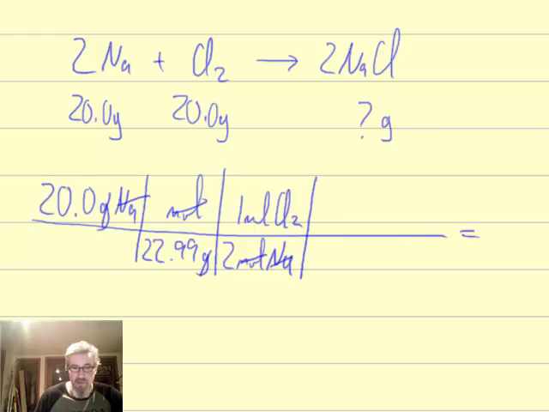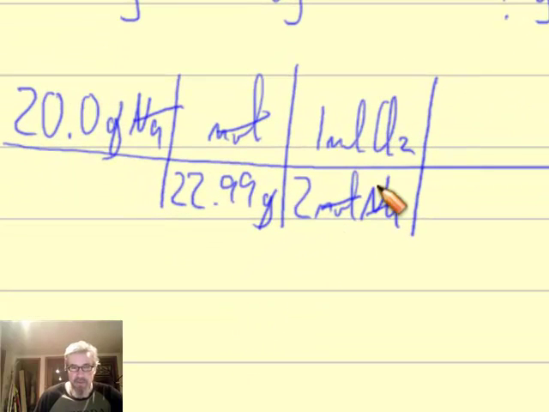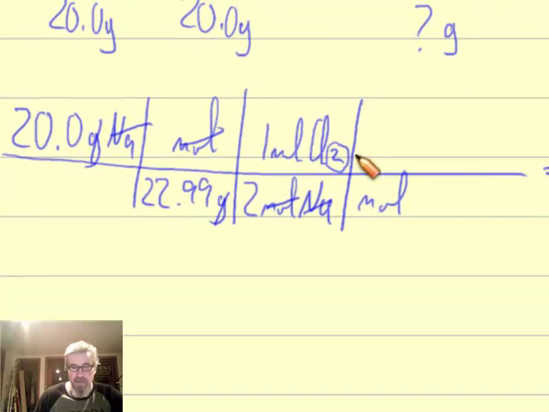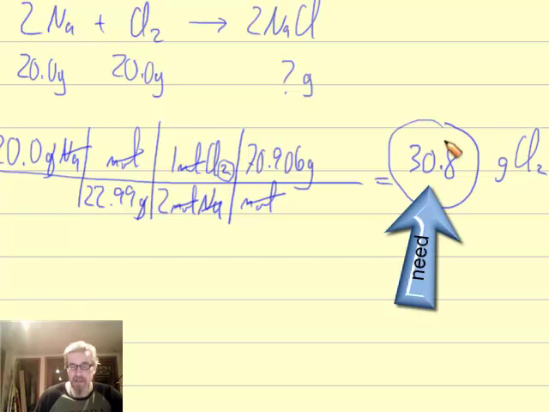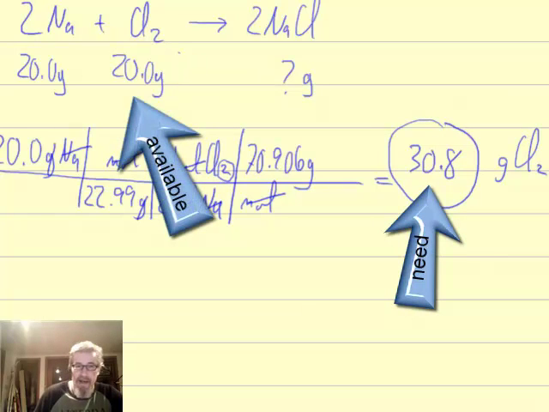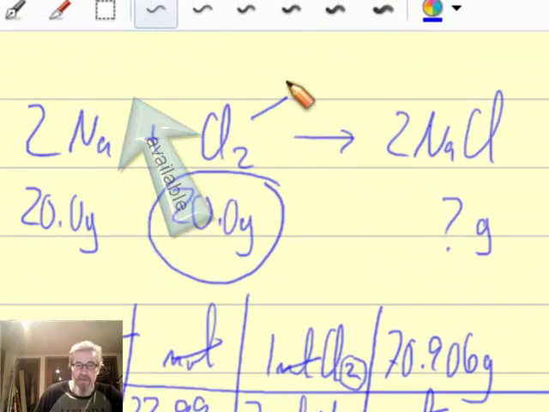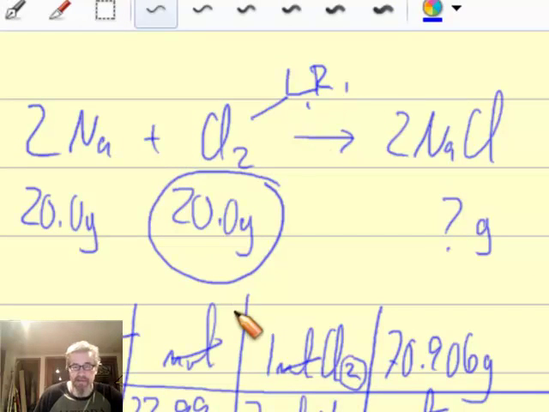What I want is grams of chlorine so I can make a comparison, so I'll multiply by the molar mass. For every mole of Cl, it's 35.453, but this is Cl2. So be careful on these diatomics. Make sure you double the molar mass in the stoichiometric calculations. So 35.453 doubled is 70.906 grams. With moles now canceled out, I'm going to get grams of Cl2. The answer to 3 significant figures is 30.8 grams of Cl2. What does that mean? I need 30.8 grams of Cl2 to use up all the sodium. I only have 20. So that makes chlorine the limiting reactant.